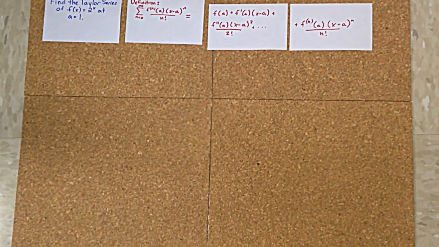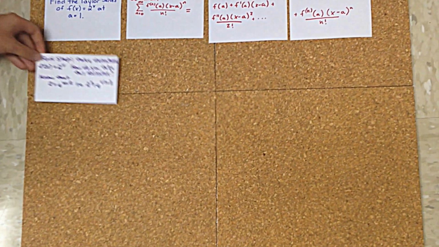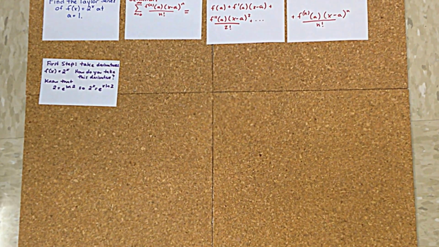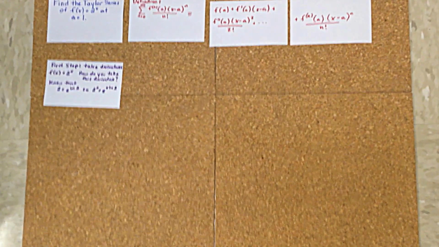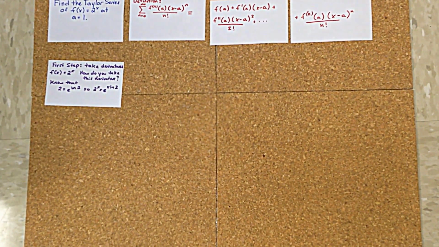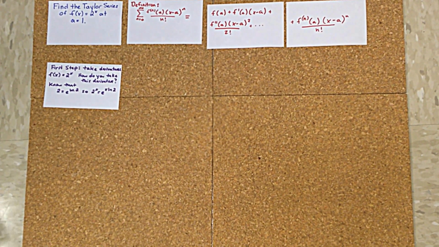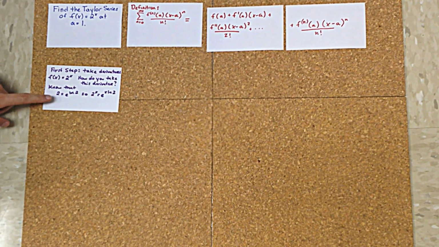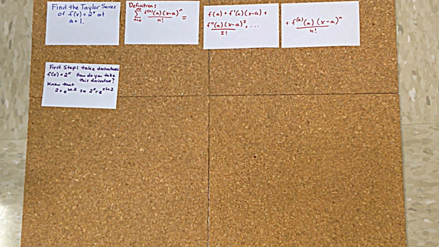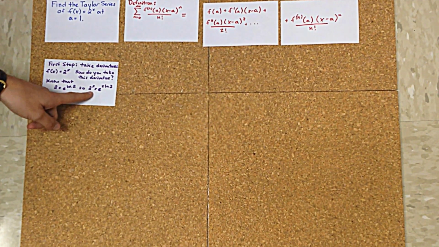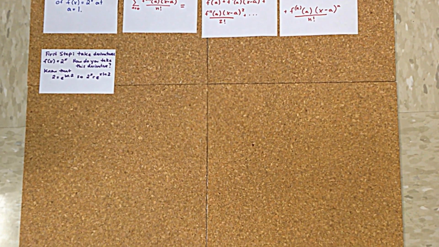And so when we find these series, the first step is to take some derivatives of our function. So our function is 2 to the x. I mean, you can't really take the derivative of that directly, so how would you do it? First off, we know that the number 2 just equals e to the ln of 2. So 2 to the x equals e raised to the x ln 2 power.